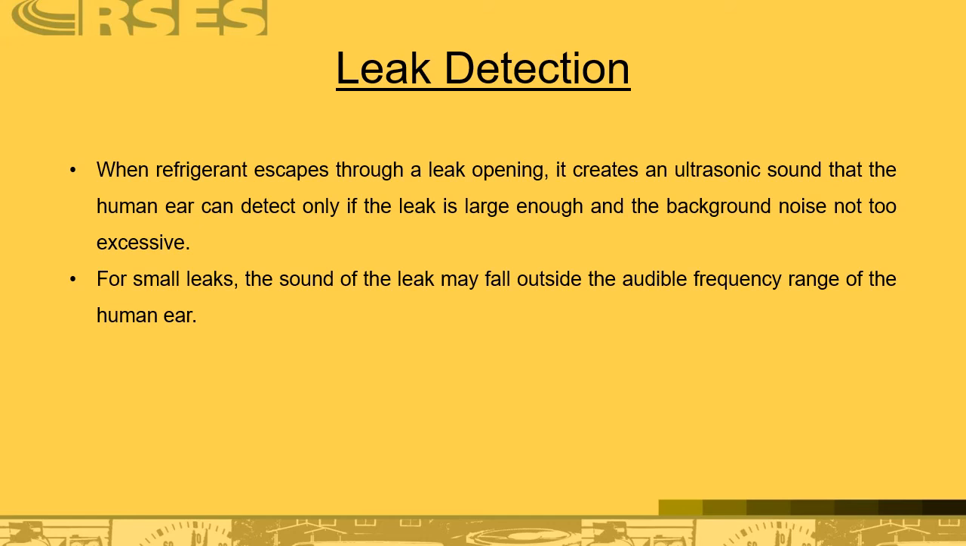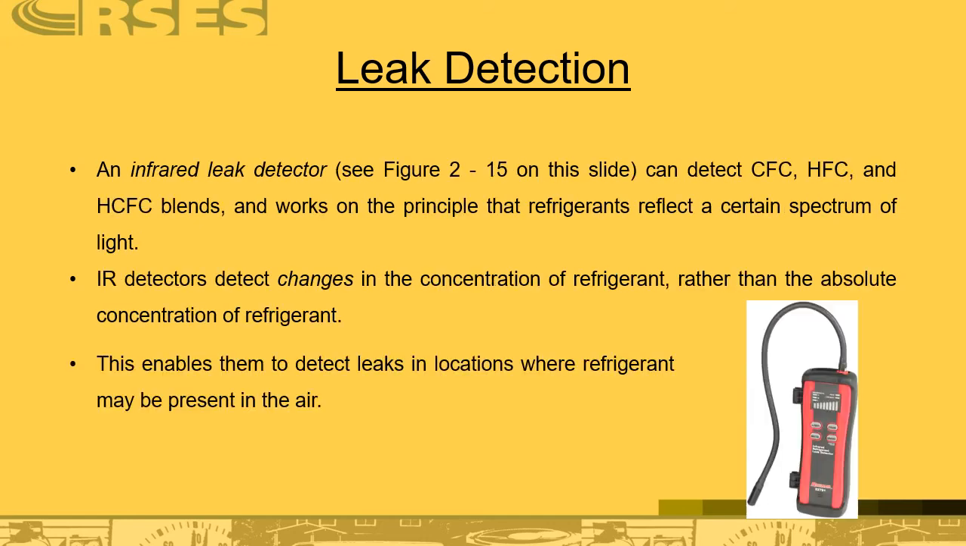I will tell you that for a fact. An infrared leak detector, which I also own, one made by Fieldpiece, is on this slide, can detect CFC, HFC, and HCFC blends and works on the principle that refrigerants reflect a certain spectrum of light. The IR detectors detect the changes in the concentration of refrigerant, rather than the absolute concentration of the refrigerant. This enables them to detect leaks in locations where refrigerant may be present in the air. These things work very, very well.